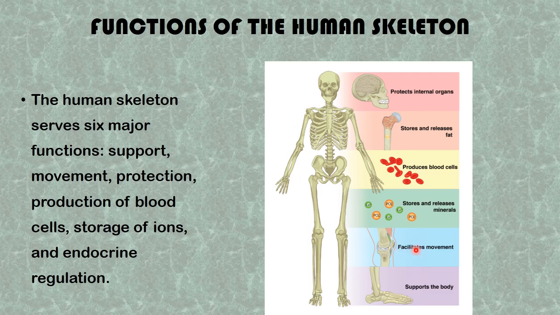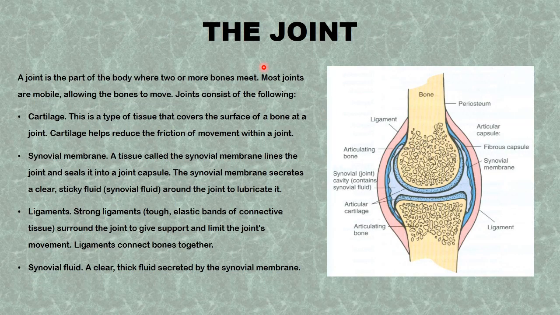It facilitates movement, stores and releases minerals, produces blood cells, stores and releases fat, and protects internal organs, just as the skull right here protects the brain, and we have the rib cage that protects some vital organs like the heart and so on. Moving on, we'll be looking at the joint.